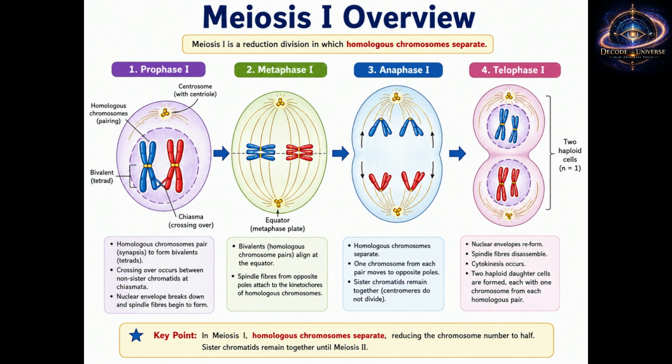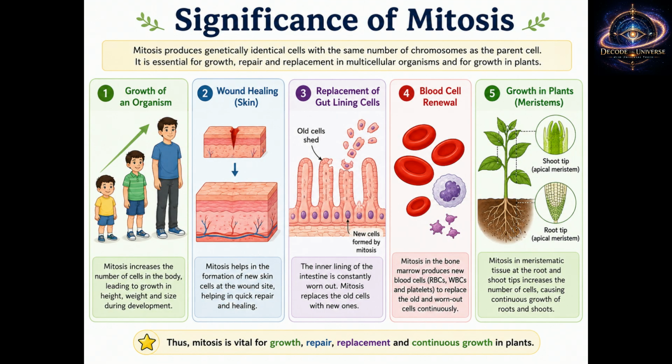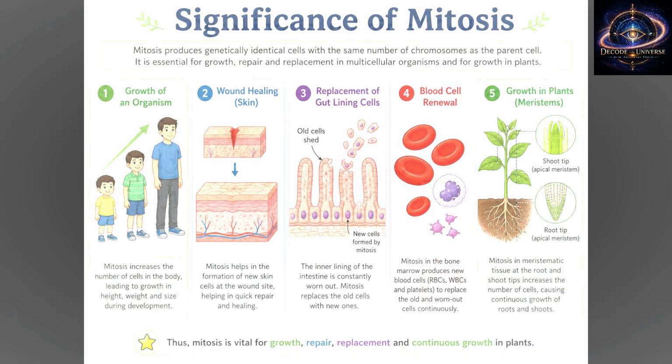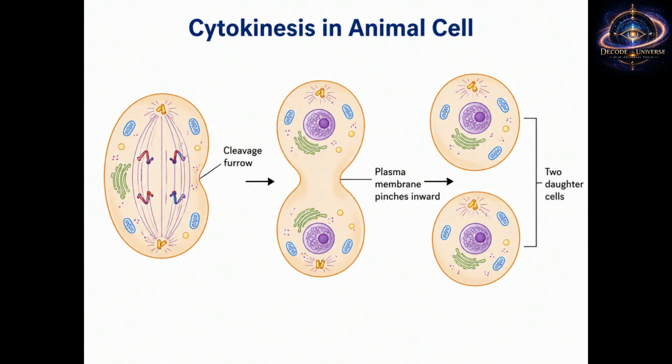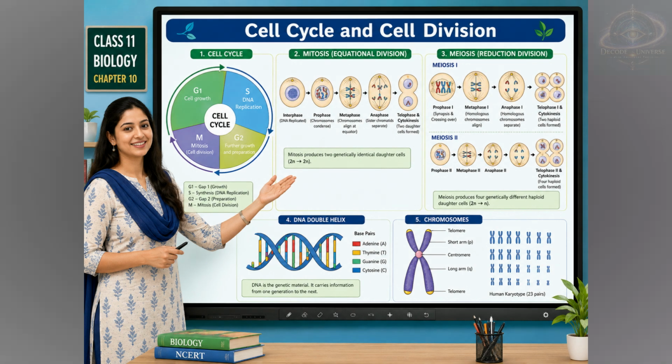Real life examples for better understanding. Cell cycle is like preparing, copying, and distributing exam papers. Mitosis is like making identical photocopies. Meiosis is like mixing cards from father and mother to create new combinations. Crossing over is like exchanging pieces between two similar recipe books, creating a new recipe. Cytokinesis in animal cell is like pinching a softball into two. Cytokinesis in plant cell is like building a wall in the middle of a room.